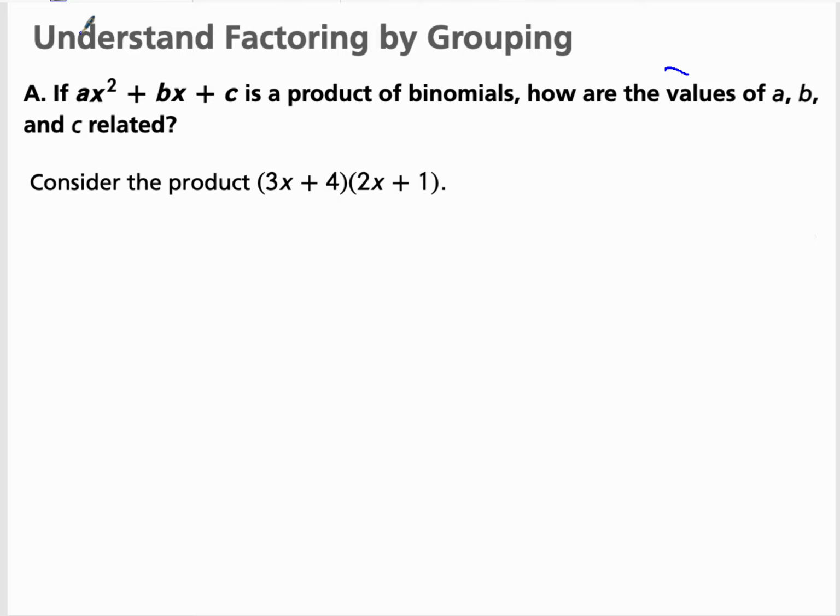So if I do the FOIL, 3x times 2x would be 6x squared. So the two first terms would always multiply by each other to give you the coefficient in front of the x squared. And then the 3x times 1 that's there. And then you have a 4 times a 2x, so that's plus 8x. And then you have 4 times a plus 1.